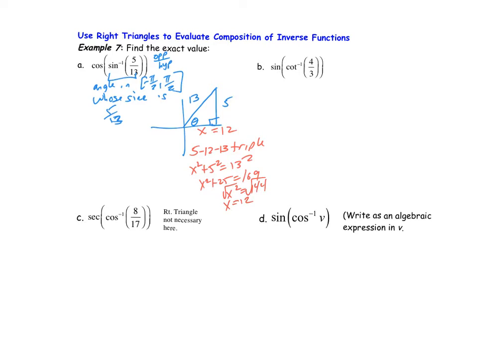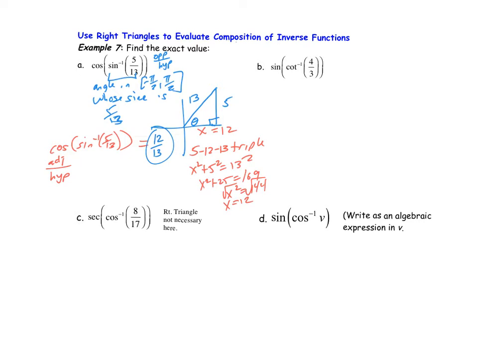Okay, now we've set up our triangle, which represents the angle given by sine inverse of 5/13. And now we just need to find the cosine of this angle. So if we want the cosine of sine inverse 5/13, we can just look at our triangle that we drew, remembering that cosine is the length of the adjacent side over the length of the hypotenuse. So for our triangle, the adjacent side is 12 and the hypotenuse is 13. So this answer is 12/13.